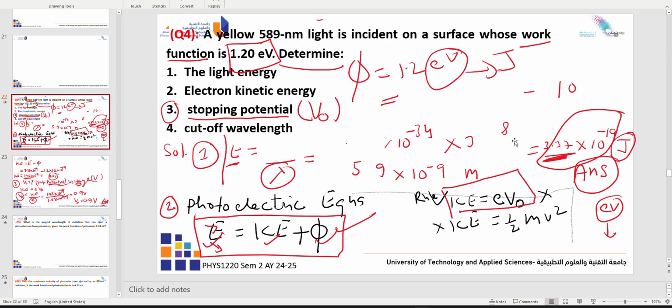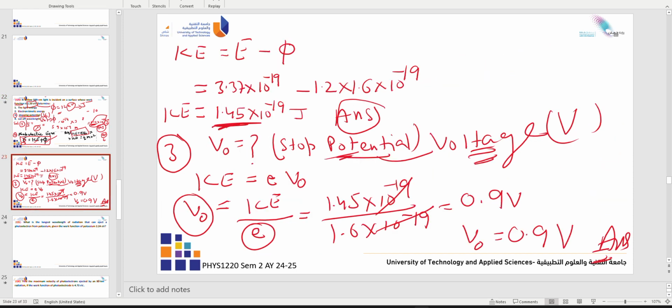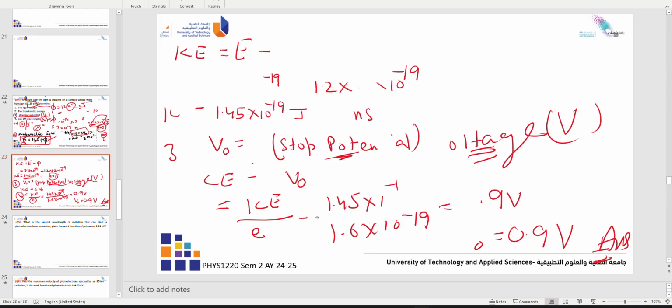Now they are asking what is the cutoff wavelength, or the threshold wavelength. So how do we find the cutoff wavelength? We have to find the value of lambda naught. Basically, this lambda naught is connected with the work function. I will write the formula for this, part number 4.